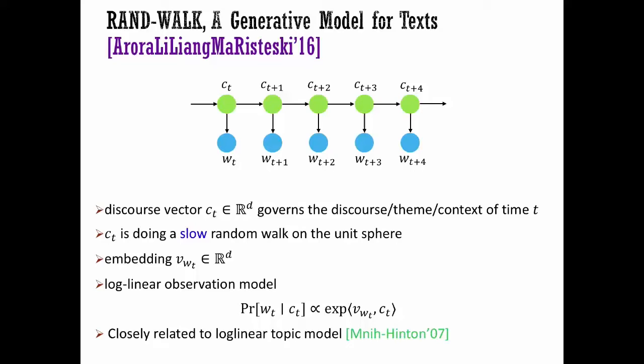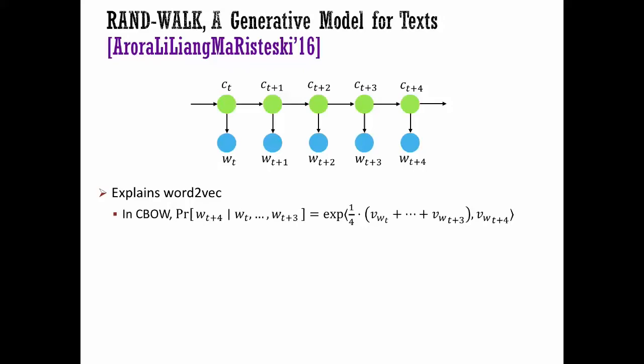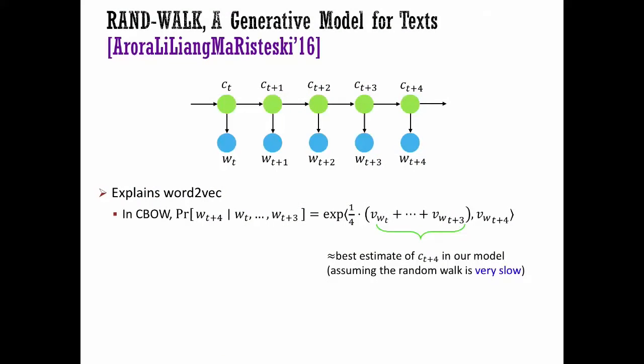The motivation for this model is that we can use it to explain word2vec and GloVe both. In word2vec, we call it CBOW: given, say, 5 words, you want to predict the 6th one. What you do is use the average of the word vectors and take the inner product with the new word, and this gives the probability of the new word. Under our model, the explanation is that this average is the best estimate of the current discourse vector. If you assume that in a window of size 5 the discourse doesn't change too much, and you want to estimate c_{t+4}, a simple calculation shows that the maximum likelihood estimator is the average of the previous 5 word vectors.